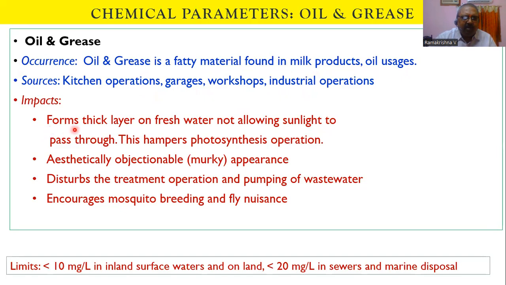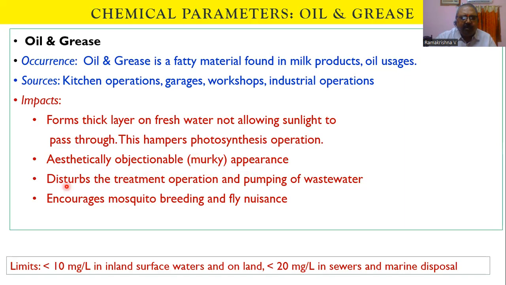And what is the problem with this oil is it forms a thick layer on fresh water, not allowing sunlight to pass through. So this hampers the photosynthesis operation. When the sunlight penetrates only to the lower levels of water, the algal photosynthesis is going to take place. Otherwise, it's not possible. And when the oil is floating on the surface water, it will give an objectionable or murky appearance to the water.